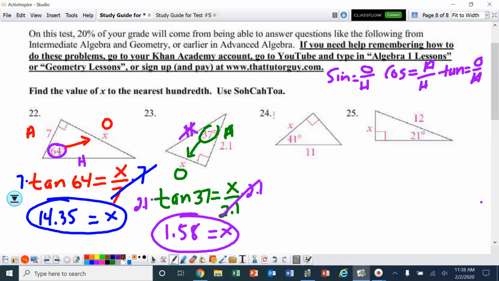In this one, the 11, ladies and gentlemen, that's the hypotenuse, and this x is adjacent to that angle. So adjacent and hypotenuse would need to be cosine. So we say cosine 41 equals adjacent, which is x, over the hypotenuse. To solve that one, we're going to multiply by 11.